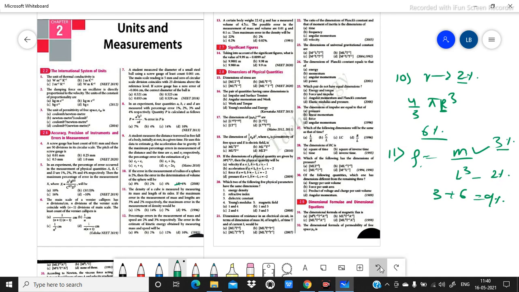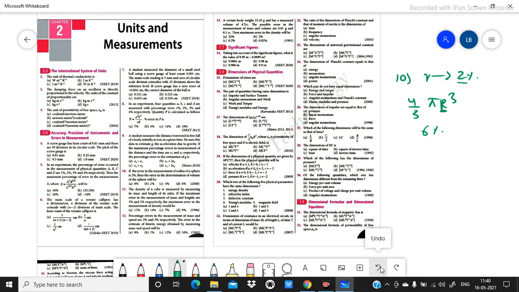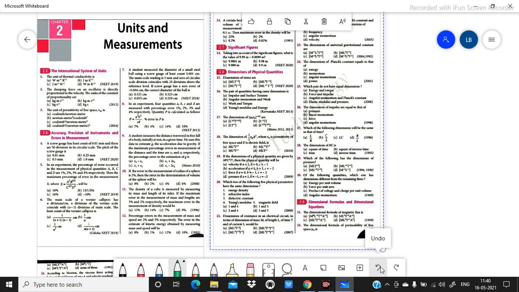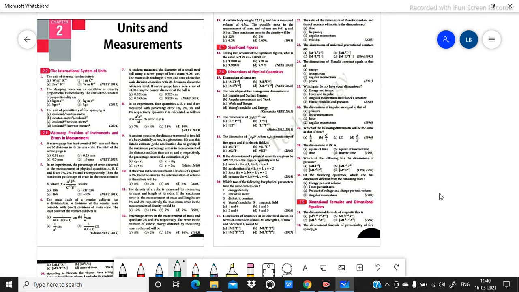Again, kinetic energy is half mv square, you know the formula. So the error in mass is given and the error in velocity is given, and you are asked to find the error in kinetic energy. Just put the formula of half mv square, then you will get everything. The percentage errors in mass and speed are given. So I know kinetic energy equals half mv square.